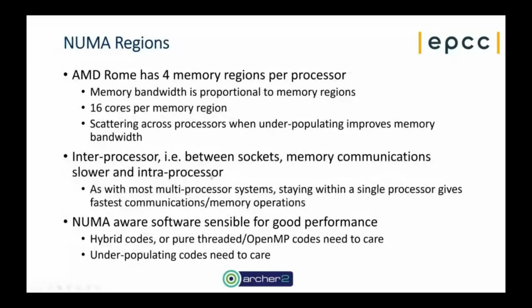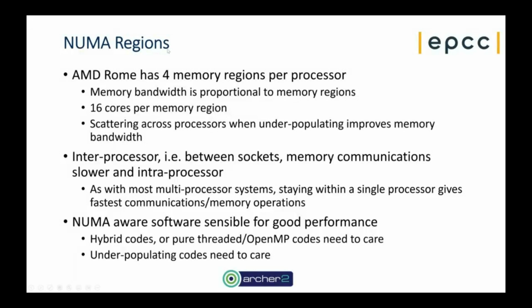Now, as we've already said, this NUMA stuff, this non-uniform memory access cost is important, and it's more expensive to go across processors, but there are more expensive memory accesses inside the processor as well. So making sure that your data is local to your cores can be quite important for performance.